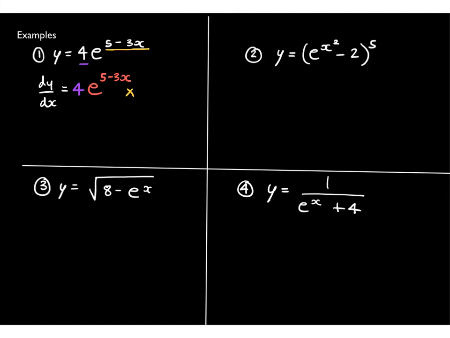But we then multiply by the derivative of the inner function, which is negative 3. So the answer is negative 12 e to the 5 minus 3x.